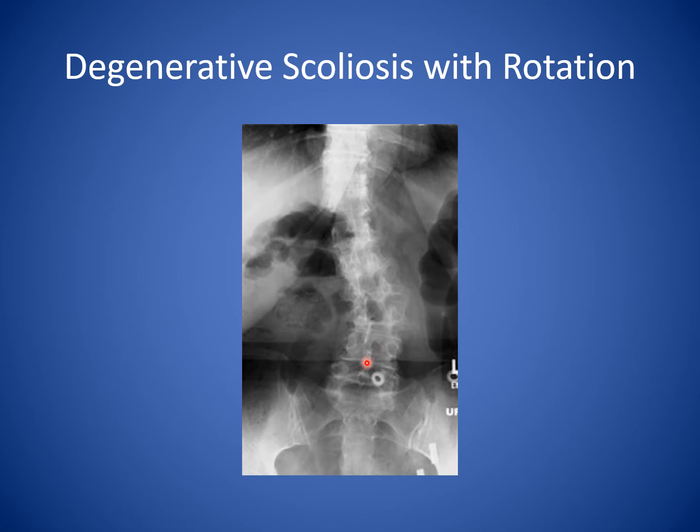Degenerative scoliosis typically occurs with rotation. Here at L5-S1, you can see the spacing between the spinous and the pedicle is about the same, but when you get to L4-5, there's more rotation. In L3-4, there's almost no spacing here, where there's significant spacing here.